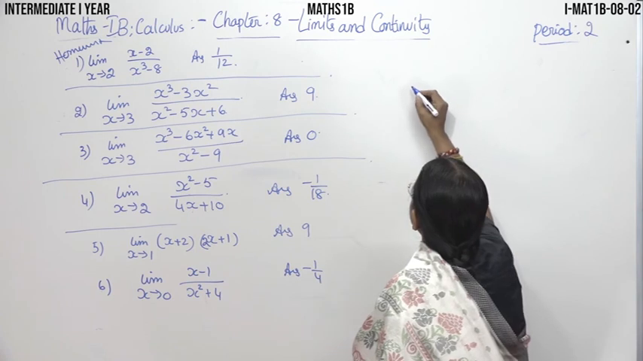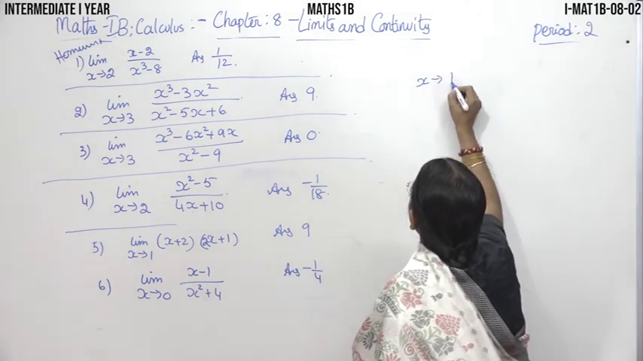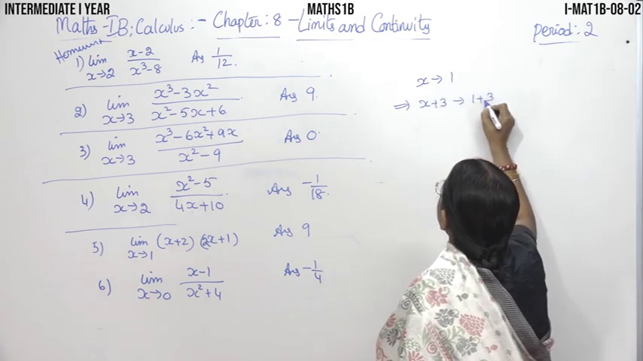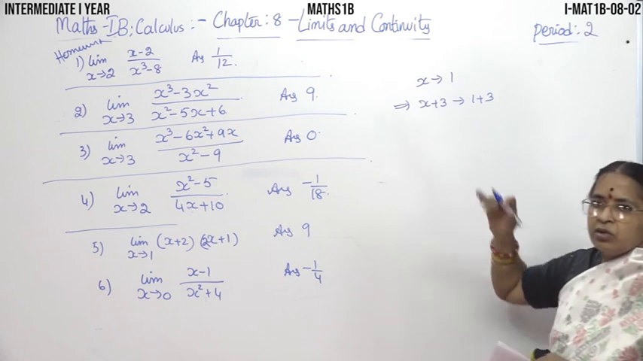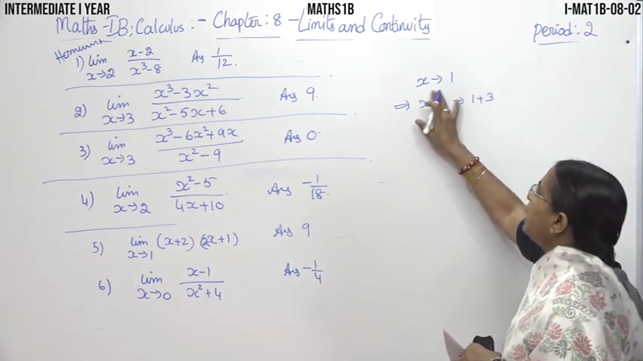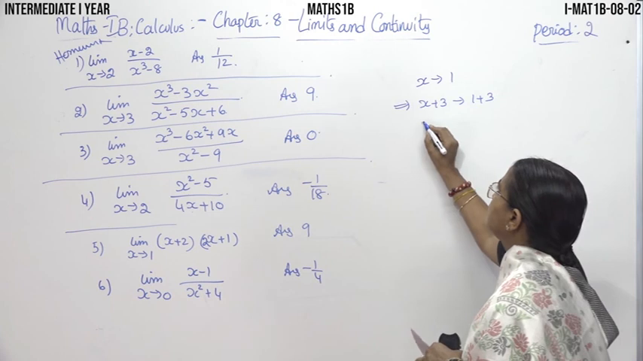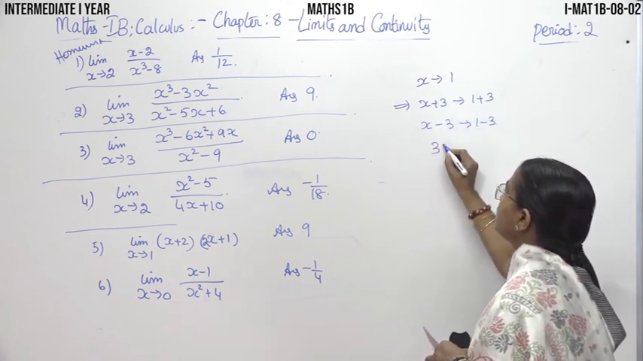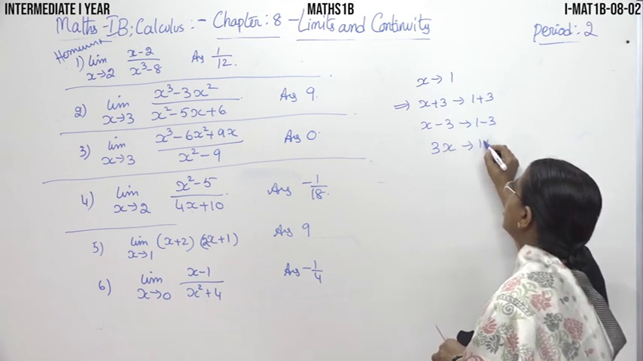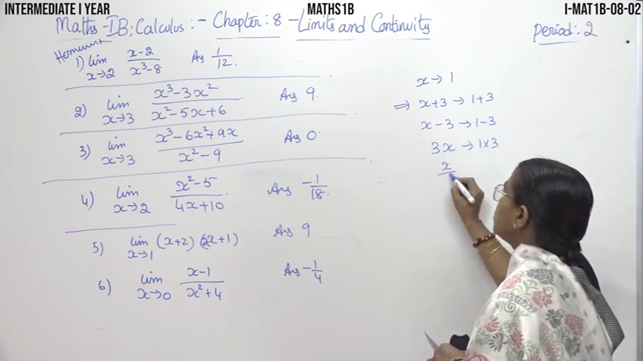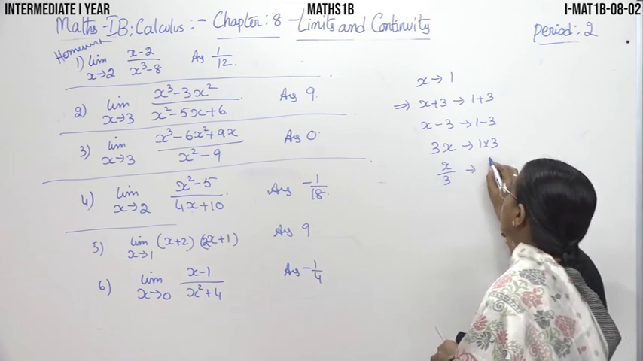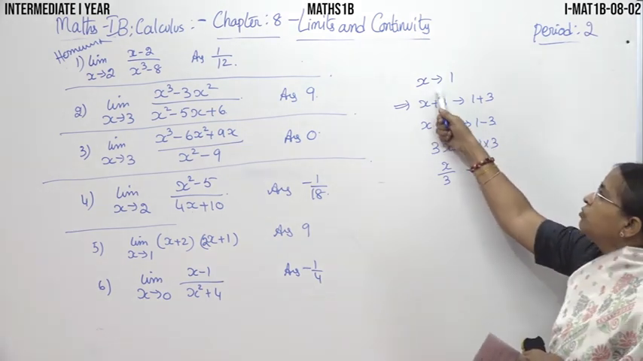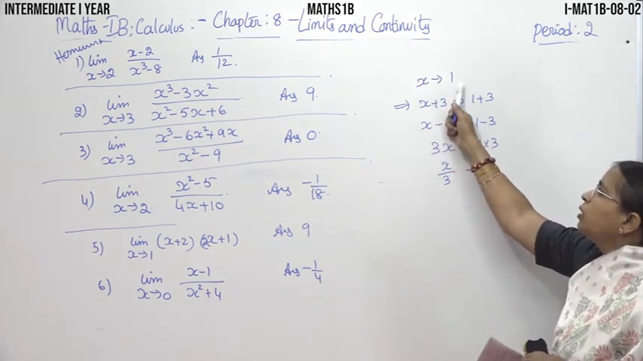Okay. Now see, suppose I say x is tending to 1. Then it means that x plus 3 tends to 1 plus 3. It is almost like an equation where you can add the same number on both sides. You can subtract the same number on both sides. You can multiply with the same number, so 1 into 3. And you can divide also with a finite number, 1 by 3 like this. So this is one important thing. So x tends to 1 means you can add 3, any number, on both sides.